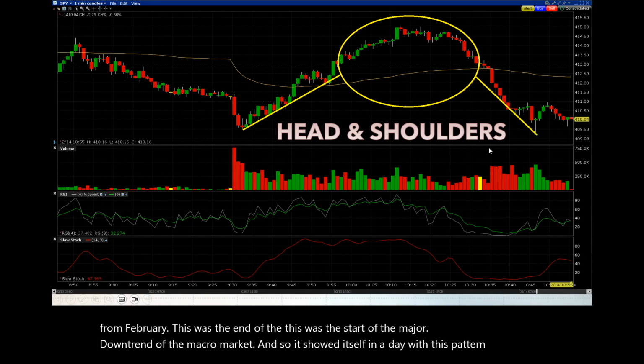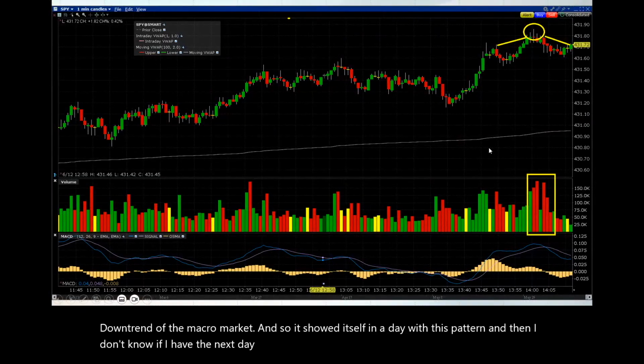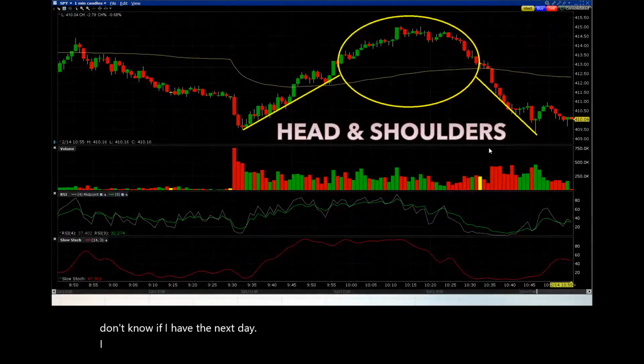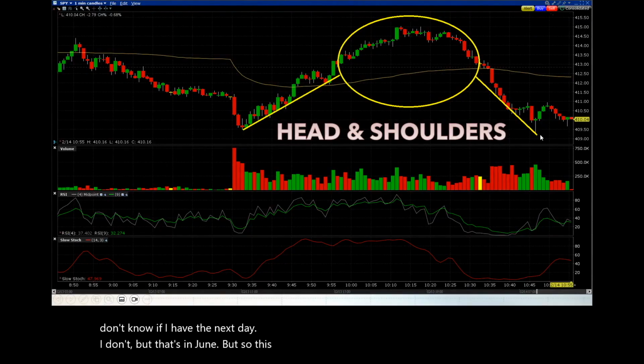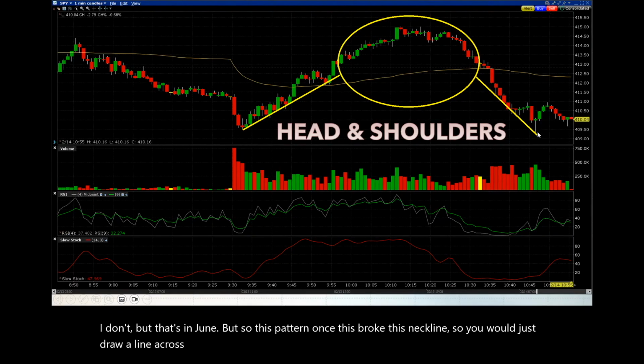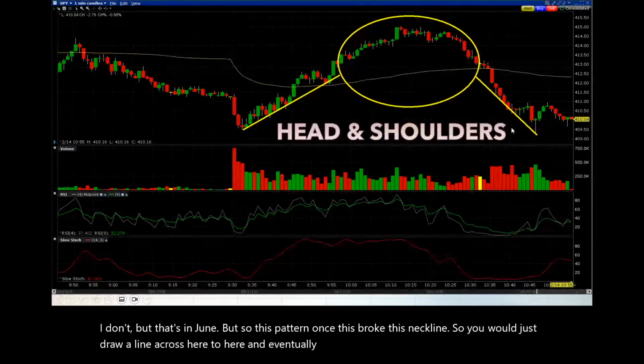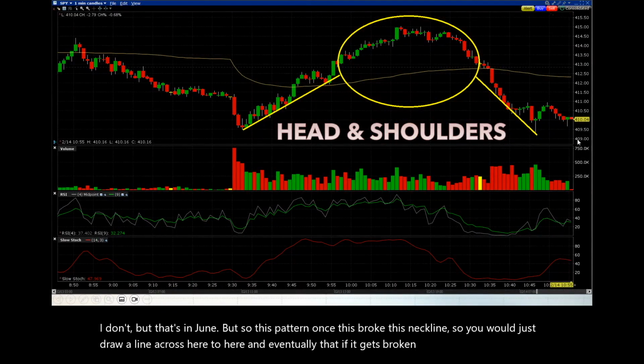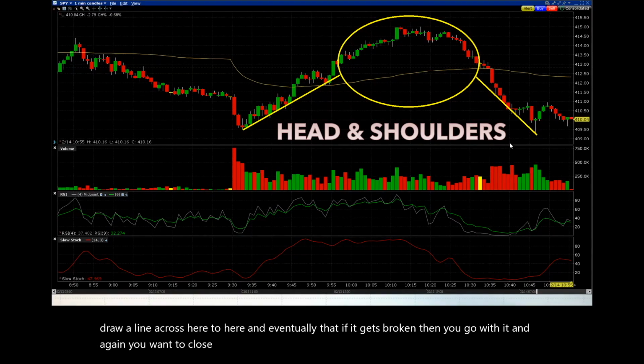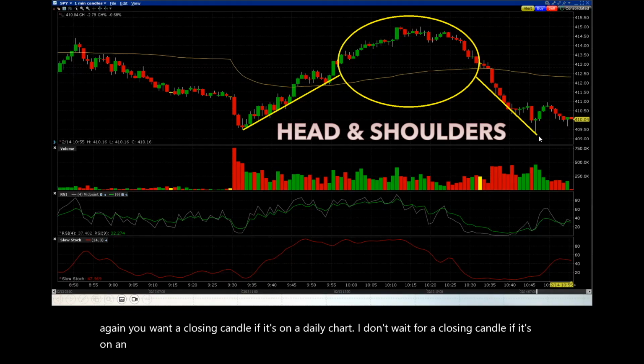And then I don't know if I have the next day. I don't, but that's in June. So this pattern, once this broke this neckline, so you would just draw a line across here to here. And eventually, if it gets broken, then you go with it. And again, you want a closing candle. If it's on a daily chart, I don't wait for a closing candle. If it's on an intraday chart, I wait for a closing candle below this.